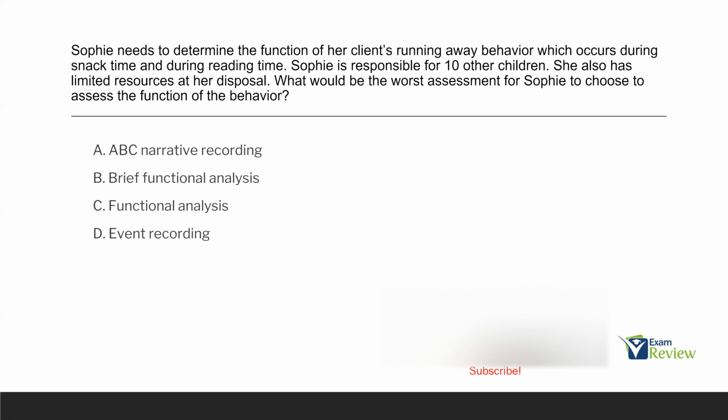All right. This is a common sense question. It's one you can easily overthink. So when you're in this situation, let's make sure we aren't overthinking these types of questions. What do we know? We know that Sophie has to choose a way to assess the function of the behavior. However, we also know she has 10 other children and she also has limited resources. So what can she choose?